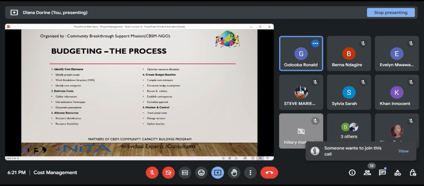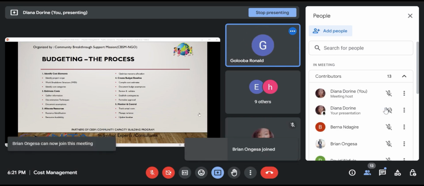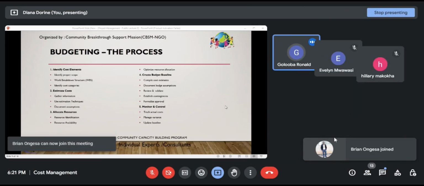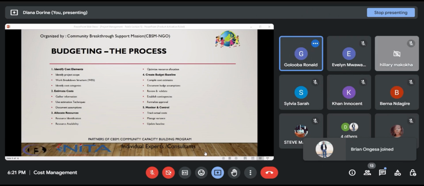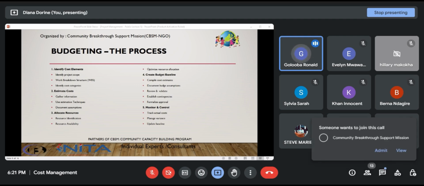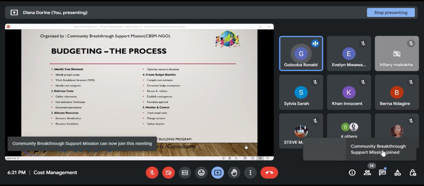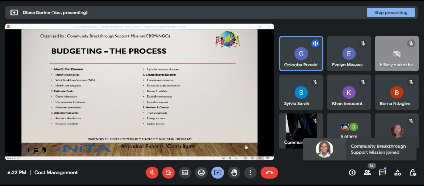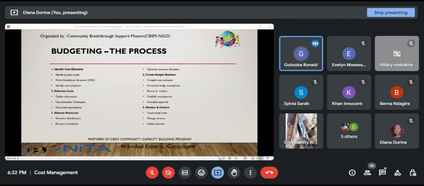Next slide, please. So what's involved within this budgeting process? So the budgeting process basically has 5 phases. And the first phase is you identify the cost elements. Once you've identified those, you estimate the costs, and we've talked about cost estimation. Once you've estimated the costs, then you allocate the resources to the different cost elements. Then create the budget baseline and monitor.